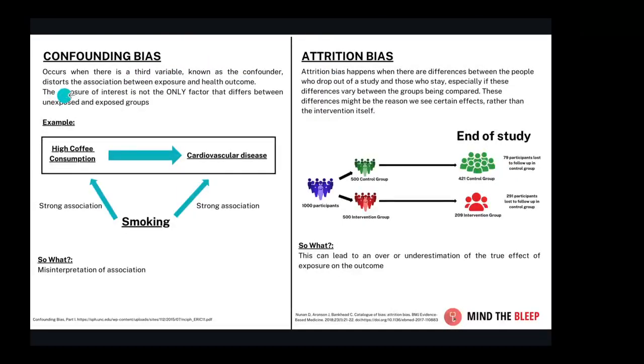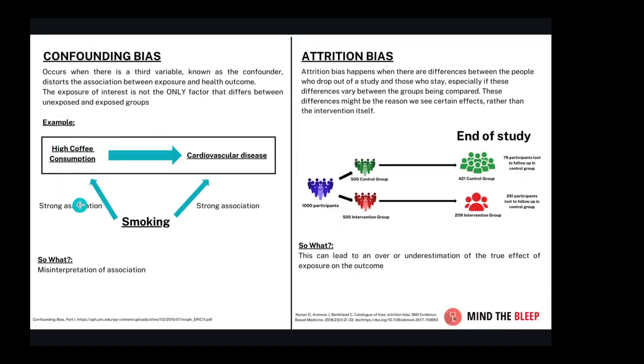So confounding bias is when there's a third variable, also known as a confounder, which distorts the association between exposure and the health outcome. And it's usually the only factor that differs between an exposed and unexposed group. So what do I mean by this? Let's look at an example over here.